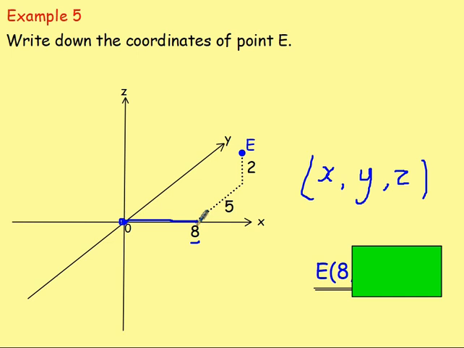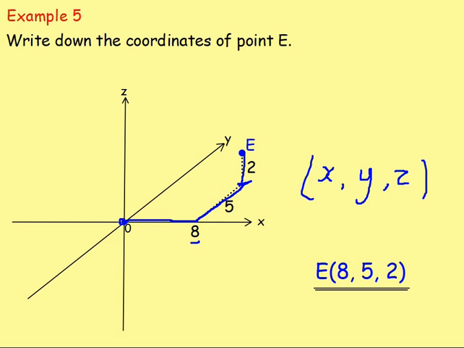After that, for the y value, how far back do we have to go? Yeah, you can see that is 5. Good. So the y value will be 5. And finally, we've come along in the x, we'll come back the way in the y, and going up or down from this point, how far up do we have to go? 2. Good. So that value will just be 2. You got it. Which means the coordinates of point E will be 8, 5, 2.